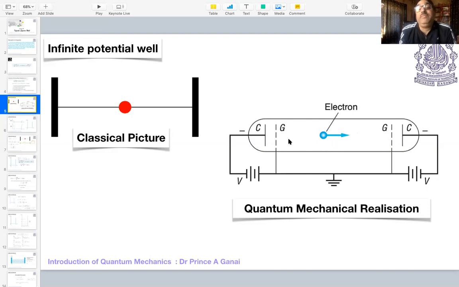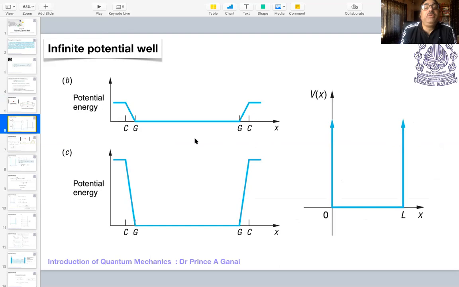Again, on the left side, if the electron passes through the grid, it will experience a negative push that will push it back into the region between the two grids. So this is a very close approximation of an infinite potential well. What we can do is make this potential very, very large, so large that it is almost like an infinite potential. Then I can show you the graphical representation of the potential.